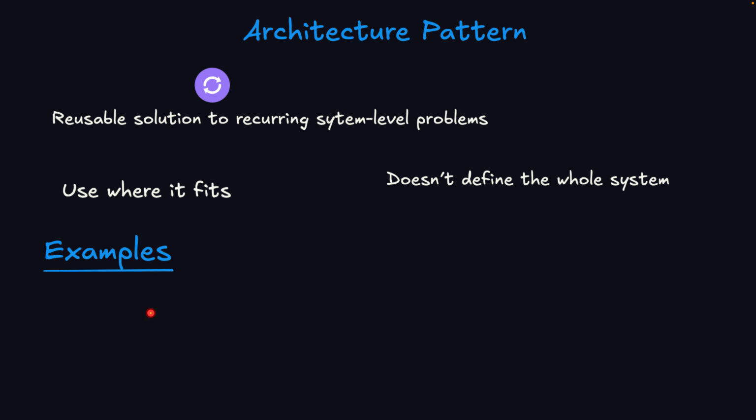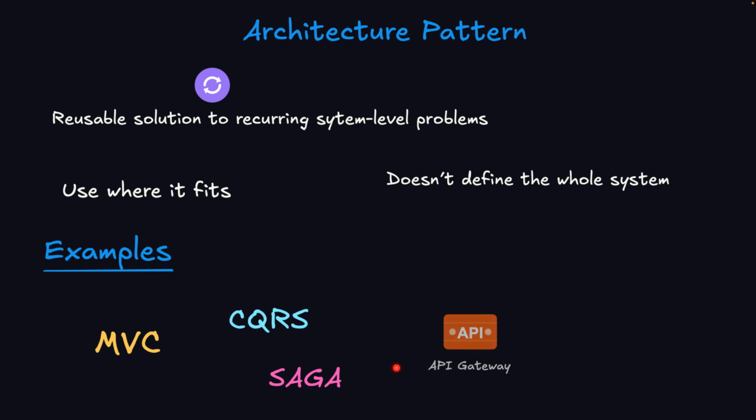Examples for this architecture pattern include things like the MVC pattern, which is the model view controller pattern. And we have another pattern called CQRS, which is command query responsibility segregation pattern. And we also have the Saga pattern. This is useful for distributed transactions. And at the infrastructure level, we have something like API gateway. This is an example for architecture pattern as well. This is useful to make sure all the incoming requests are adhering to the policies that we have defined.